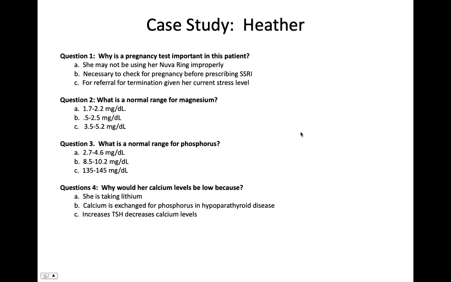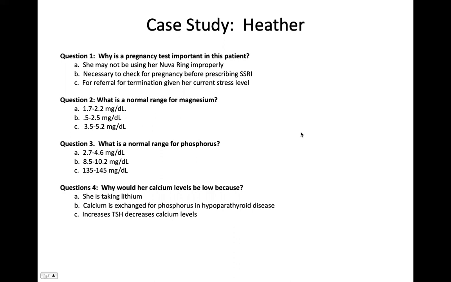2.7 to 4.6. Correct. Okay. And so when you look at mag and you look at phos, you want mag to be around 2, you want phos to be around 3. This is how I teach my undergraduates. Just round it up and get a number in your head so that you can go a little bit lower or a little bit higher on that number.